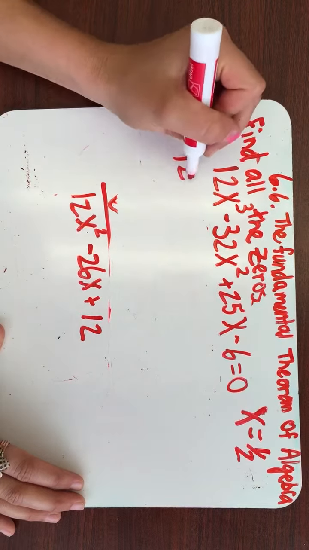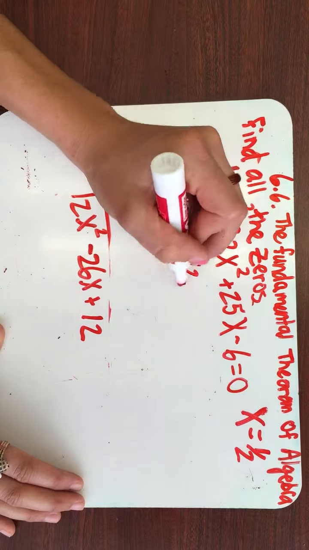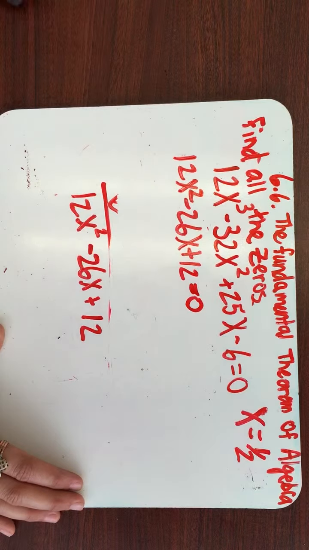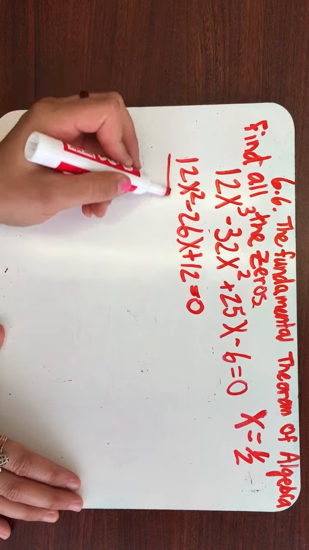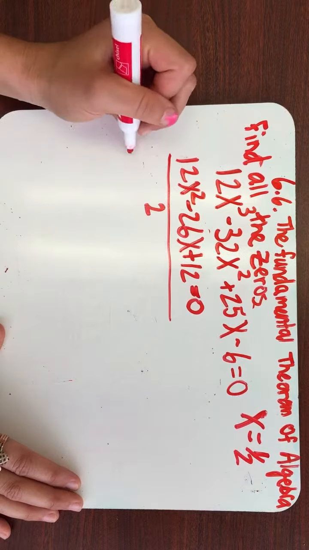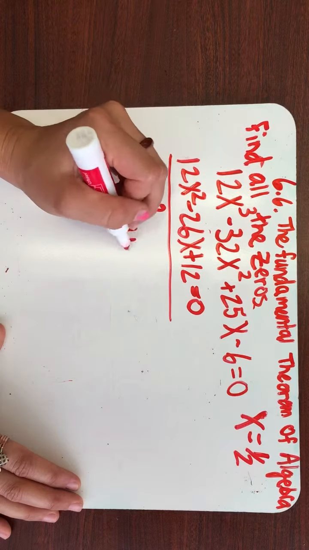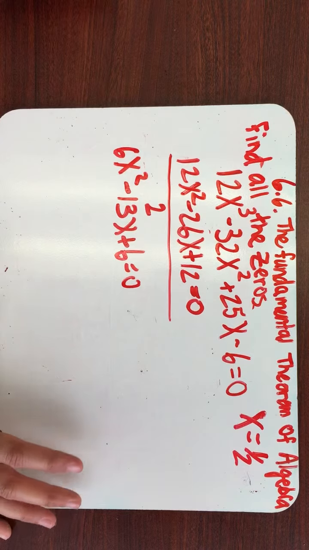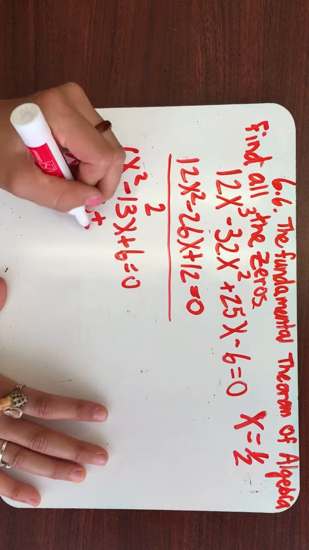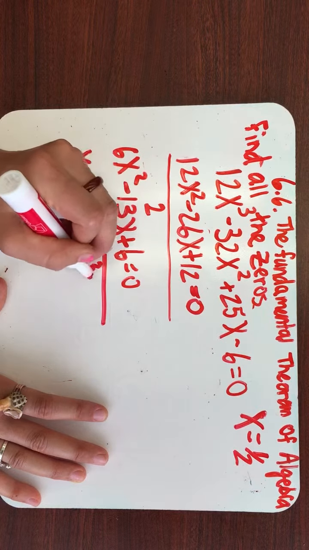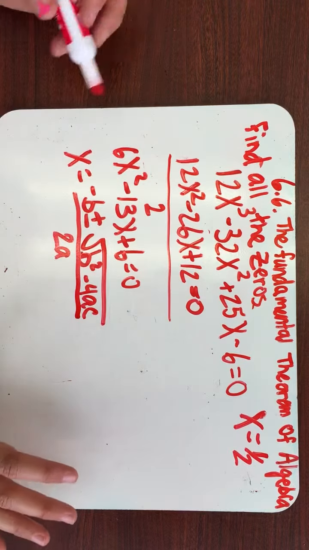So I'm using 12x squared minus 26x plus 12. I'm going to set that equal to 0 and solve for x. So since it's just equal to 0, I can go ahead and divide everything by 2 so that it's smaller numbers. And I'll come out with this. And then I'll plug it into the quadratic formula song. X equals negative b plus or minus square root b squared minus 4ac all over 2a.